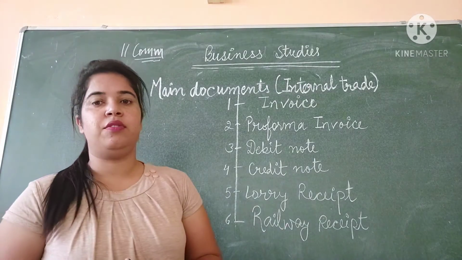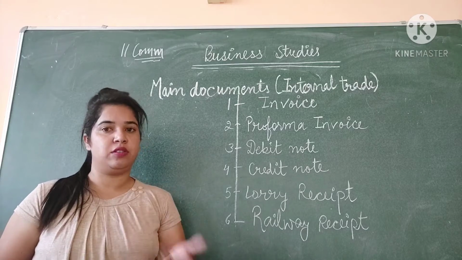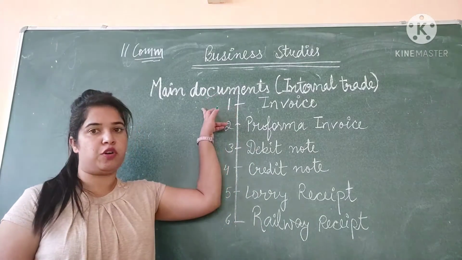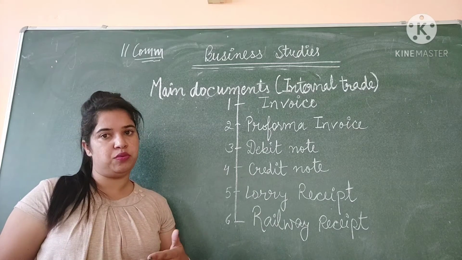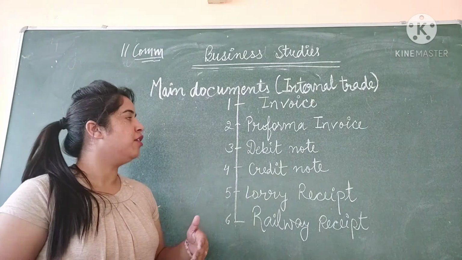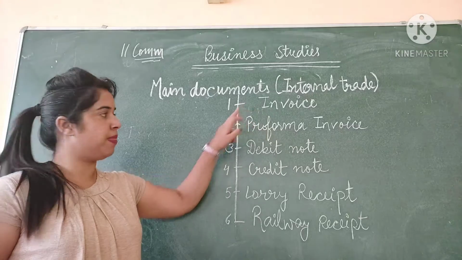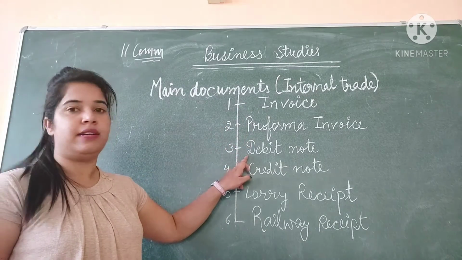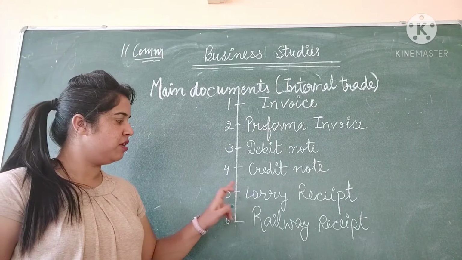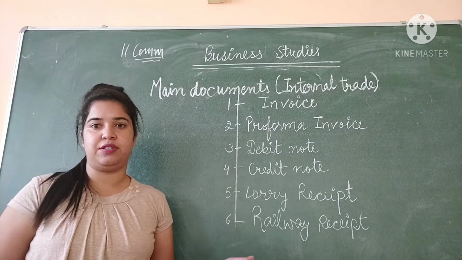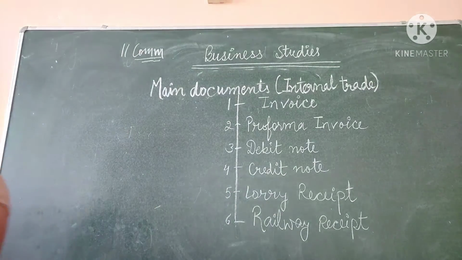Hello everyone. For internal trade we are going to do the next topic, that is the main documents of internal trade. Means the documents which are mainly used for internal trade. The documents are invoice, performa invoice, debit note, credit note, lorry receipt and railway receipt. We will discuss it in detail.